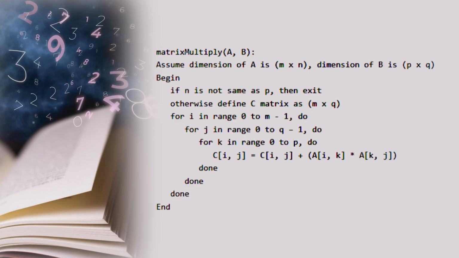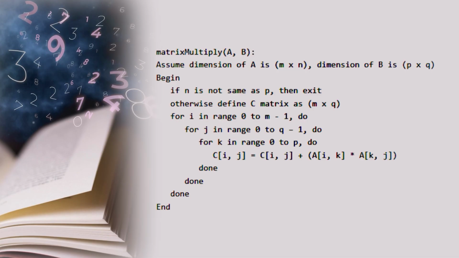The first outer loop will execute from 0 to the number of rows, that is 0 to m minus 1, and the next loop, j, will go from 0 to the number of columns in the second matrix, that is 0 to q minus 1.